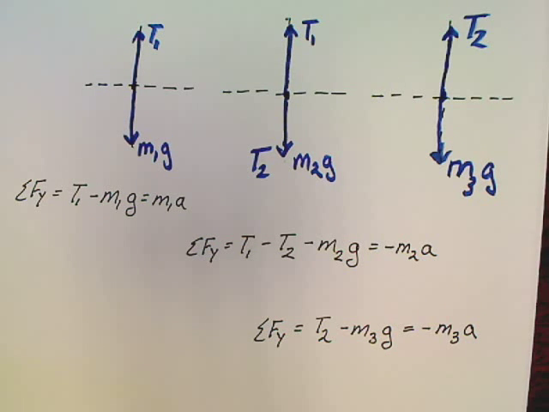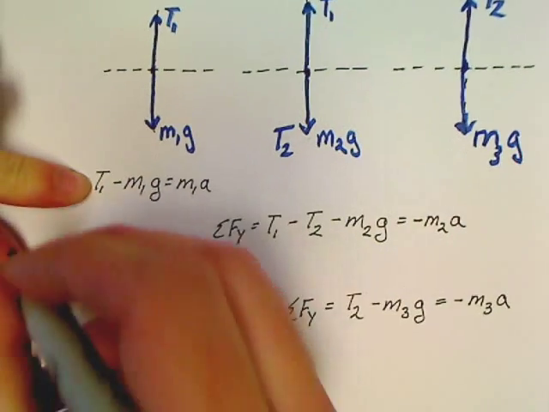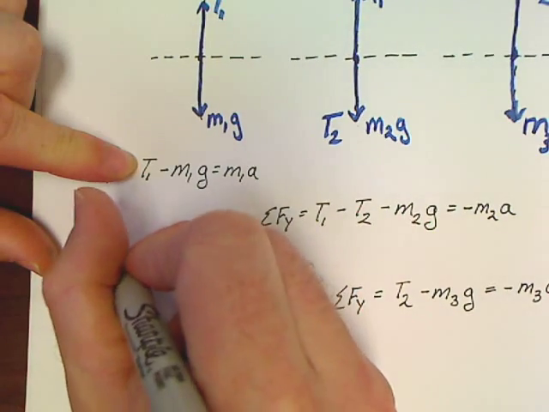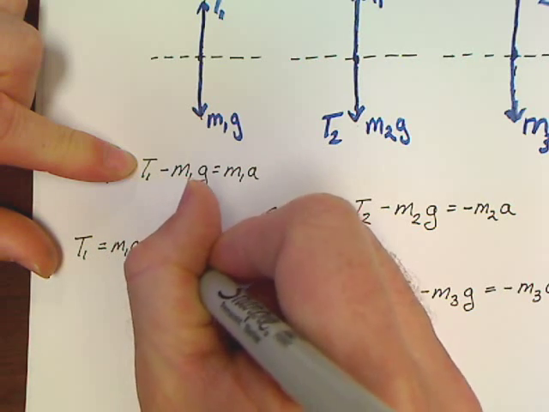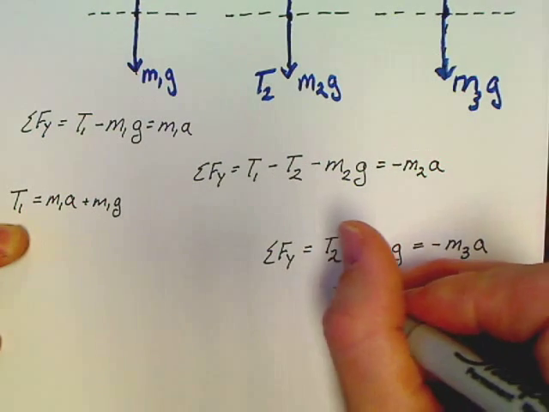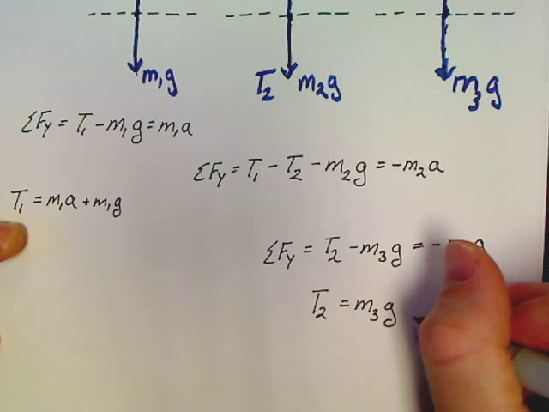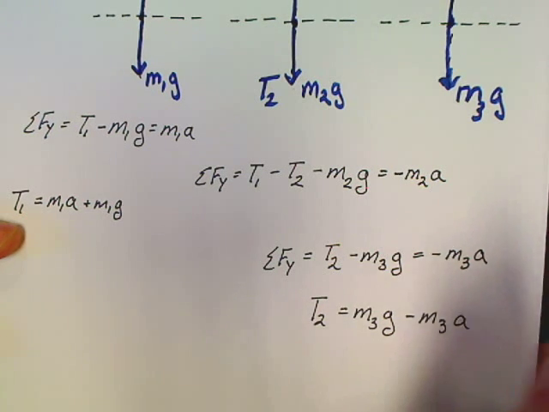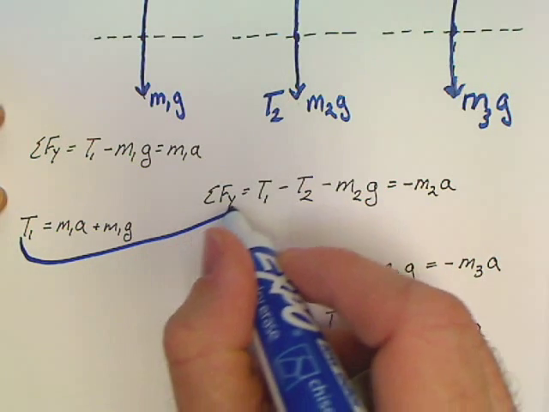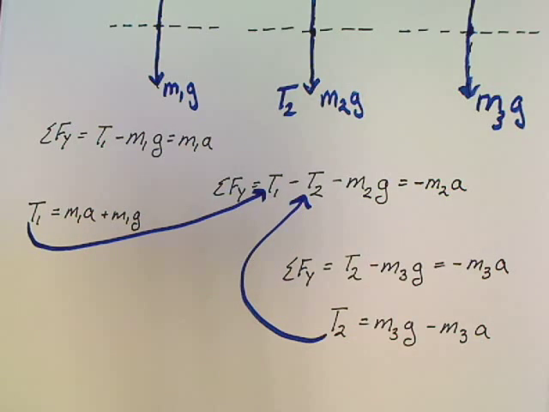And I'm not going to work this out all the way. I should get you close to the point. So you should be able to finish this now. I would solve this equation for T1. T1 is equal to, what would it be? M1A plus M1G. So there's my T1. I would solve this one for T2. T2 would be equal to M3G minus M3A. And now I would do this. I would take this T1, plug it in there, and then take this T2 and plug it in here.